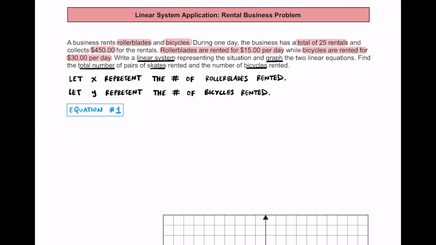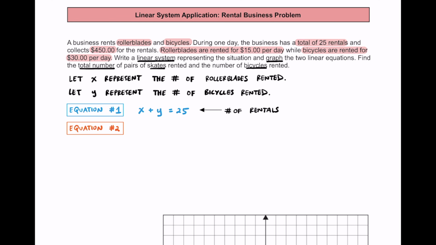For our first equation, we know that there has to be a total of 25 different rentals, and they have to be made up of rentals from rollerblades as well as rentals from bicycles. So the only two things that could be rented. That being said, if the number of rollerblades rented is represented by x, and the number of bicycles rented is represented by y, then we should be able to say that x plus y is equal to 25. So the number of rentals for rollerblades plus the number of rentals for bicycles equals the total number of rentals. This equation of x plus y equals 25 represents the number of rentals.